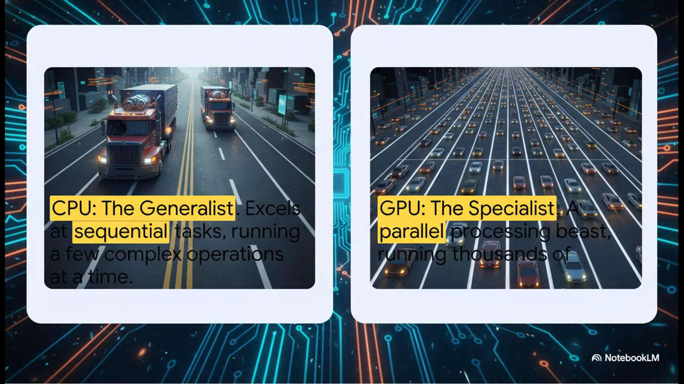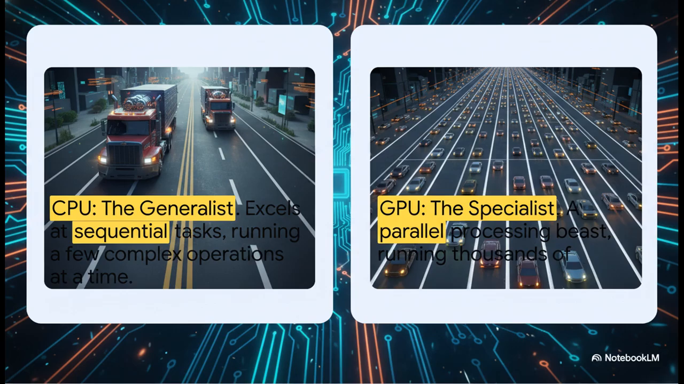The most famous one, of course, is the GPU, or Graphics Processing Unit. A CPU is a generalist. It's great at running one complex task after another. A GPU, though, is a parallel processing beast. It's built with thousands of simpler cores, all designed to do the same simple operation on massive amounts of data all at once. That's perfect for rendering graphics, and as it turns out, it's also perfect for the math behind AI and machine learning.